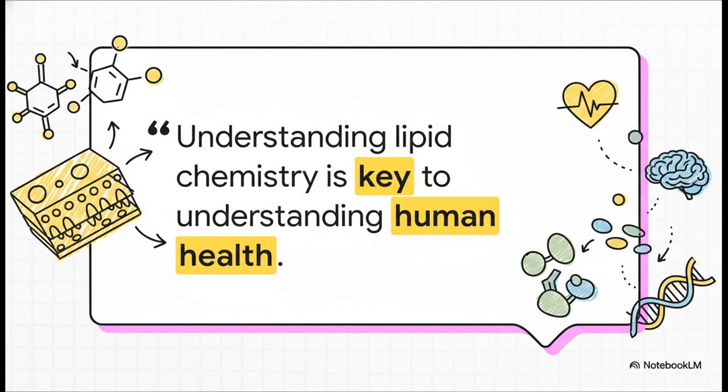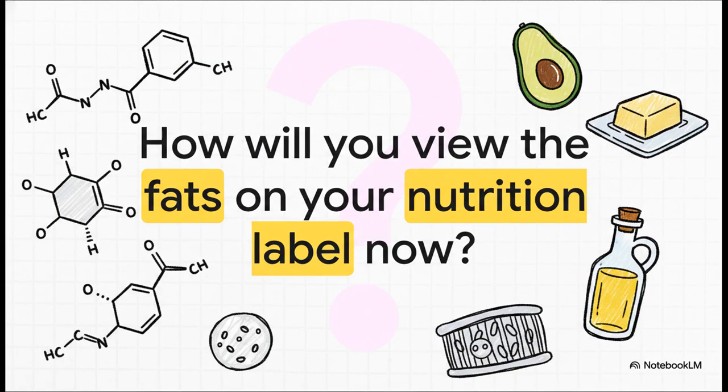And really, if there's one thing to take away from all this, it's this. Chemistry dictates shape, and shape dictates function. Getting a handle on these tiny molecular details isn't just some abstract science lesson. It is the absolute key to understanding our own bodies and our own health. So I'll leave you with a final thought. The next time you're at the grocery store and you look at a food label, when you see saturated fat versus unsaturated fat, you now know the secret behind those words. You know about their shape, you know what that means for how they work. How is that going to change the way you see the food you eat?